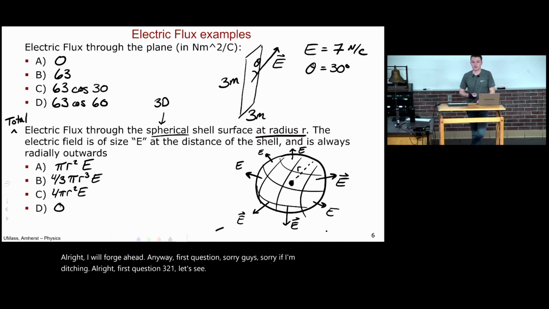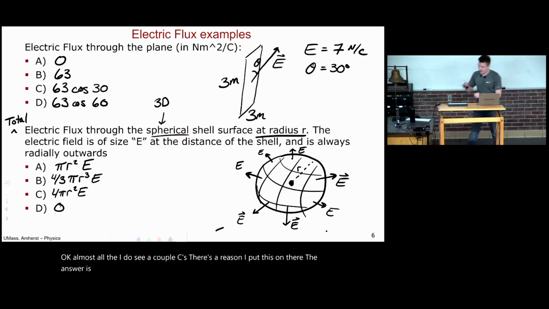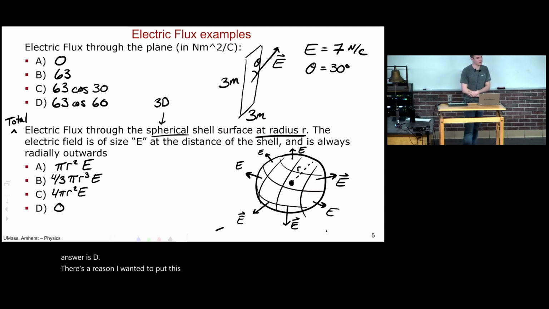Okay, almost all D. I do see a couple C's. There's a reason I put this on there. The answer is D. There's a reason I wanted to put this problem onto the in class, okay?